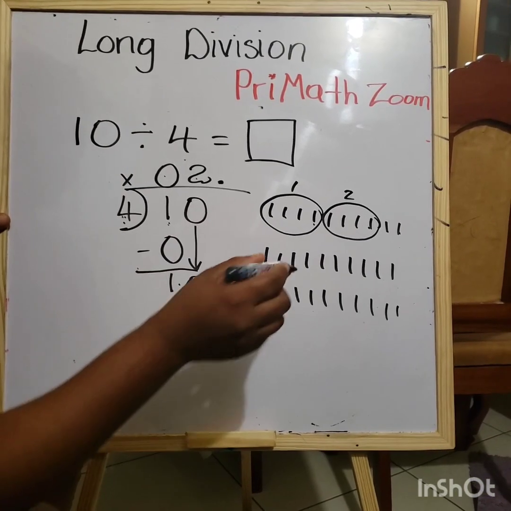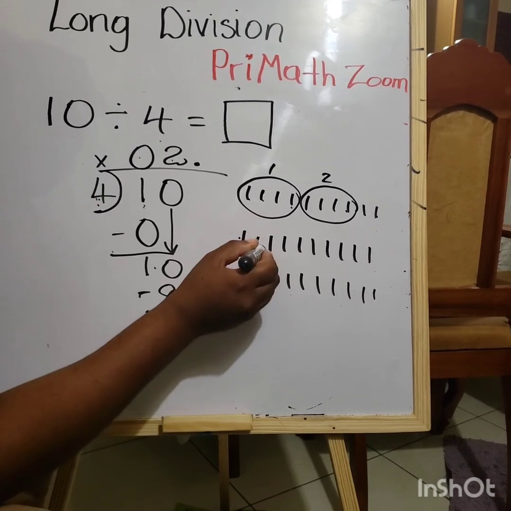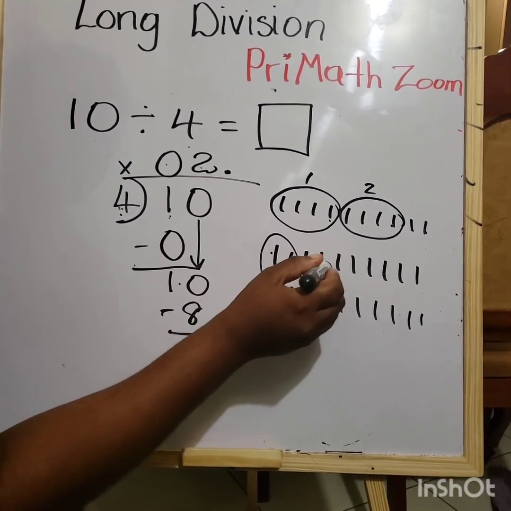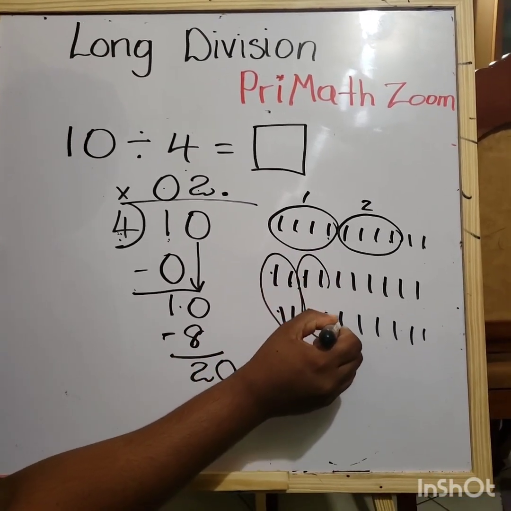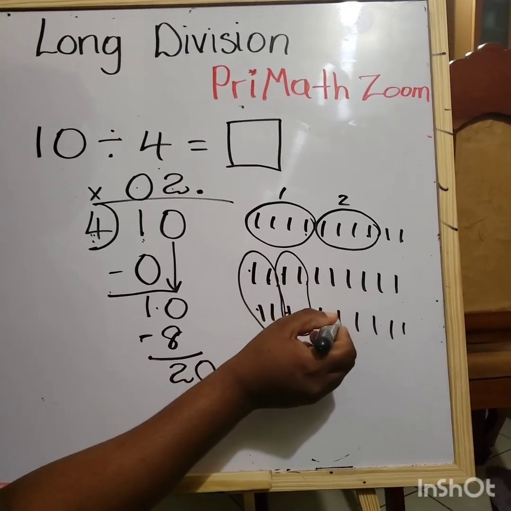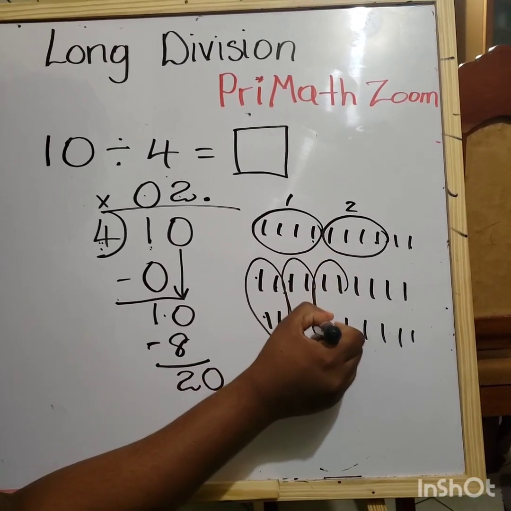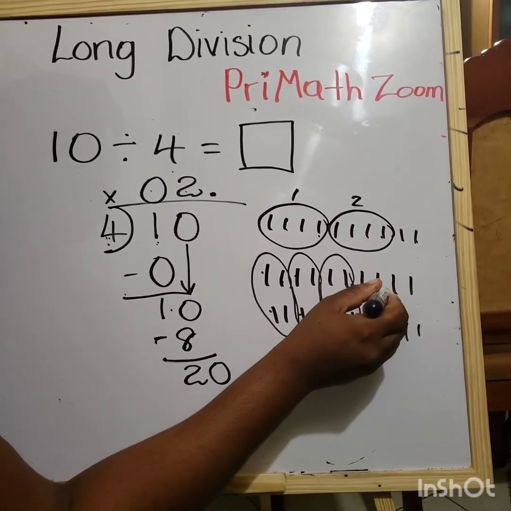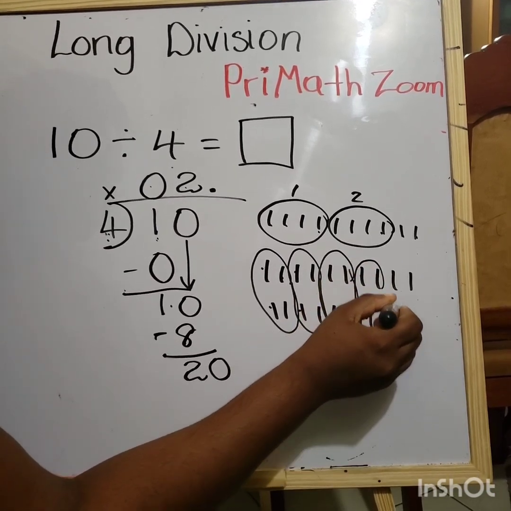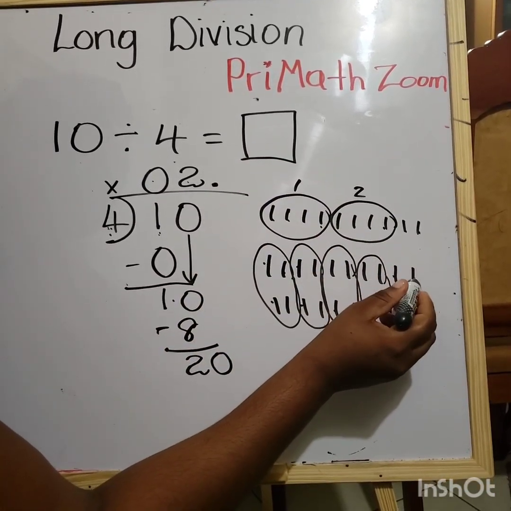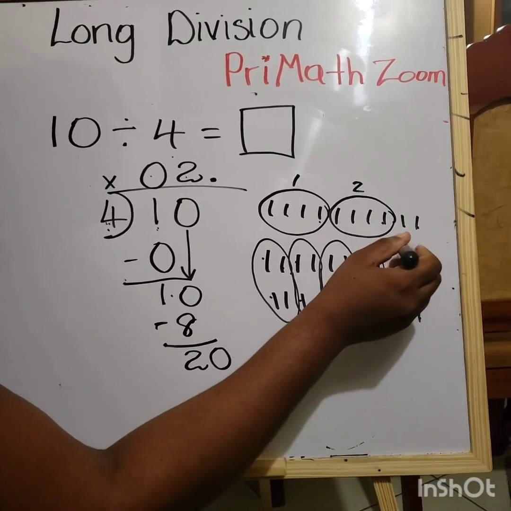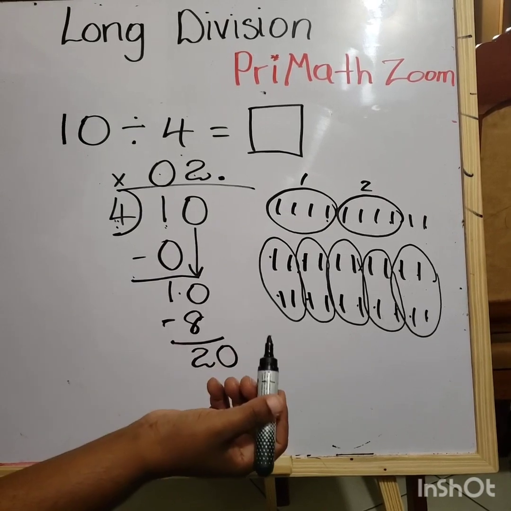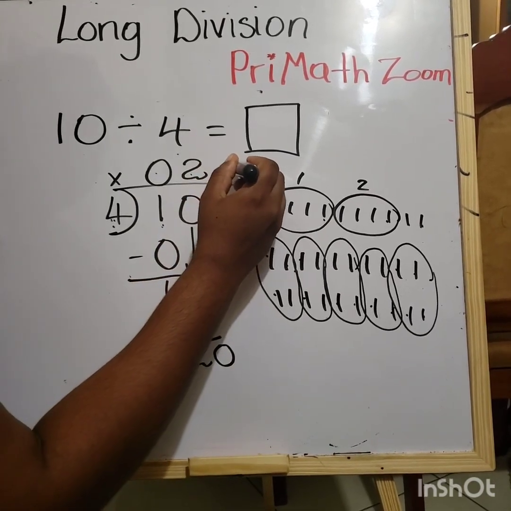So now we're going to check to see how many equal groups of 4 we can get from 20. So let's go. 1, 2, 3, 4. One group. 1, 2, 3, 4. 2 groups. 1, 2, 3, 4. 3 groups. 1, 2, 3, 4. 4 groups. 1, 2, 3, 4. 5 groups, and there are no remainders. So we would put our 5 here.